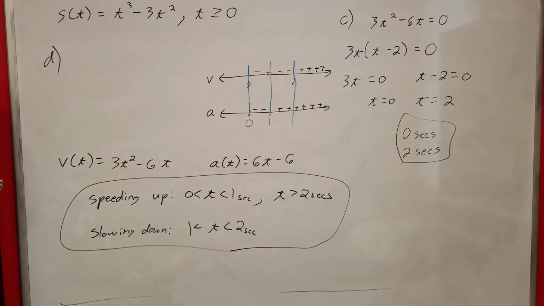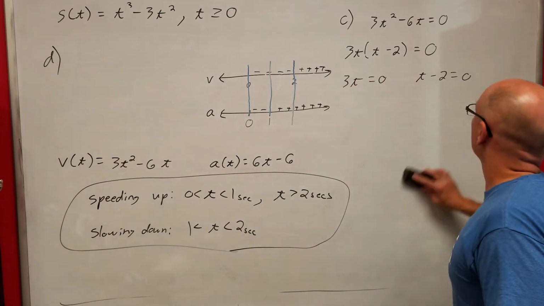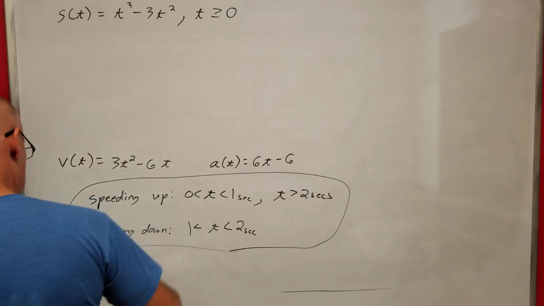All right, what about the next part? E. Find the total distance traveled by the particle from t is equal to 0 to t is equal to 5.